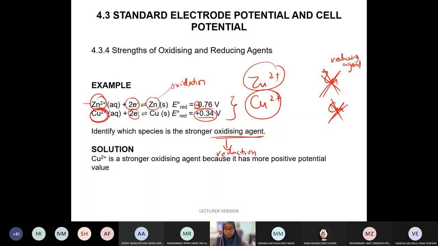Okay, antara these two, which one is stronger oxidizing agent? Kalau stronger oxidizing agent, the one that undergoes reduction. So siapa yang lebih suka undergoes reduction, value dia should be more positive. So between these two, siapa yang more positive? Copper 2 plus. Okay, has more positive potential value. So the answer should be copper 2 plus, guys. Don't write copper. Okay, student kadang-kadang dia tahu tapi dia copper 2 plus dengan copper, dia pergi letak copper. Salah, it should be copper 2 plus.